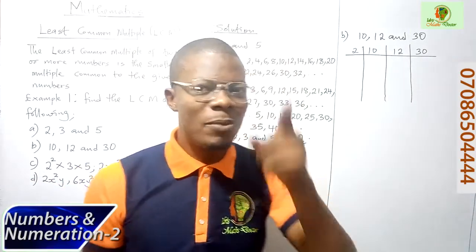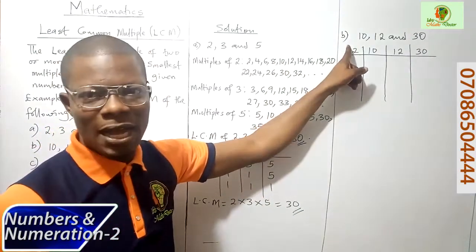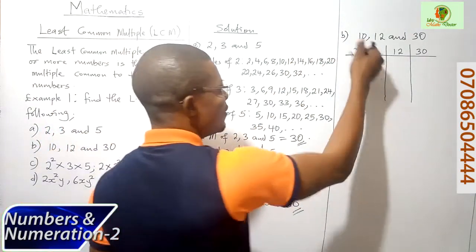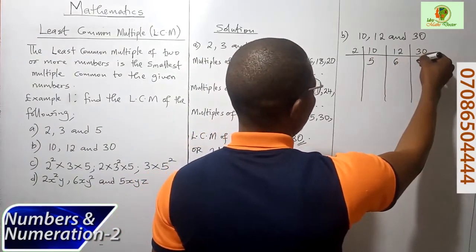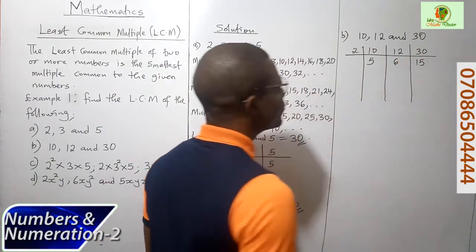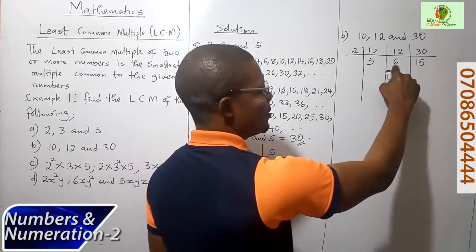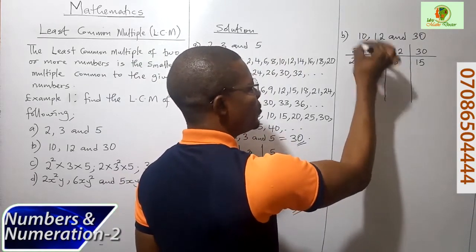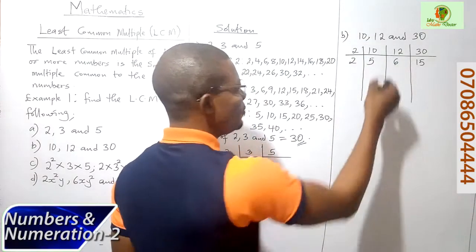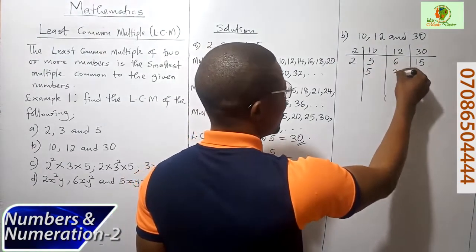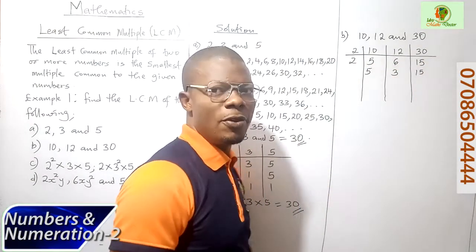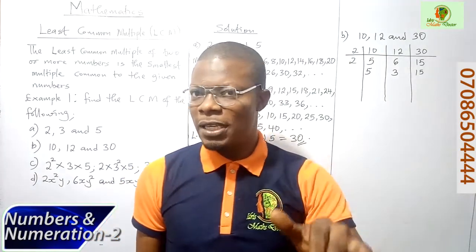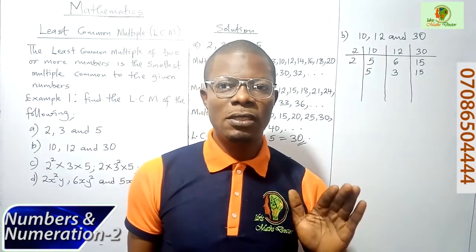If 5 cannot divide any of them, you consider 7. The numbers must be what? Must be prime numbers. So 10 divided by 2 is 5, 6. 30 divided by 2 is 15. 2 can divide 6, you see, you use 2 again. 5, 3, 15. Any number that leaves a remainder when you divide, just bring the number forward the way it is.